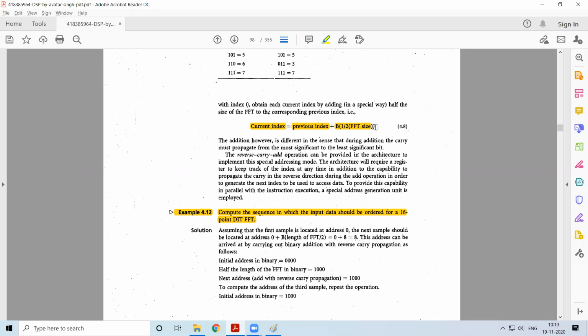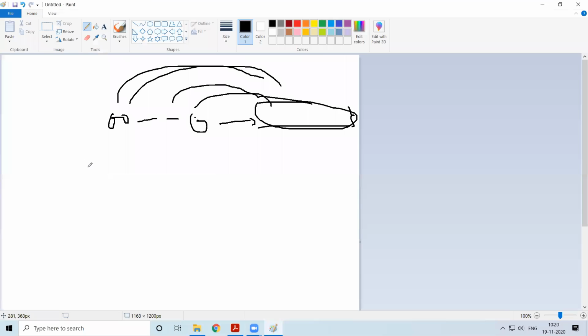Now, what is half of that FFT size? It is 16 divided by 2, which is 8. That is, B of this part is equal to 8. Now I want to compute the sequence in which the input data should be ordered. It is indirectly for DIT FFT, so the input sequence should be ordered in bit reversed form. In order to compute that value, we assume that the first address of the sample is 0. It is like the index.